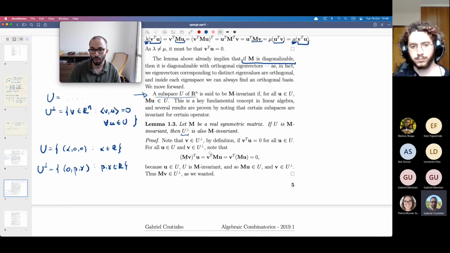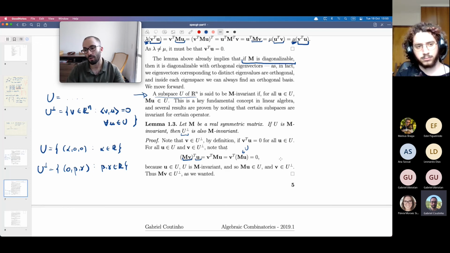Therefore, (MV) transpose is V transpose M transpose, but M is symmetric, so I can simply forget about this transpose, and I get exactly what I want. Okay, so sorry, not exactly what I want. I get that this is equal to V transpose times MU, but U is M invariant, so MU belongs to U, and V is in U-perp, so V is orthogonal to this guy, and therefore this result is 0, which then tells me that MV is always orthogonal to all U in the subspace capital U. Okay, also very easy to show that.